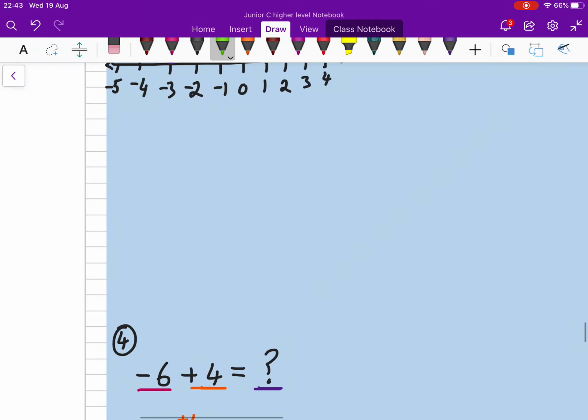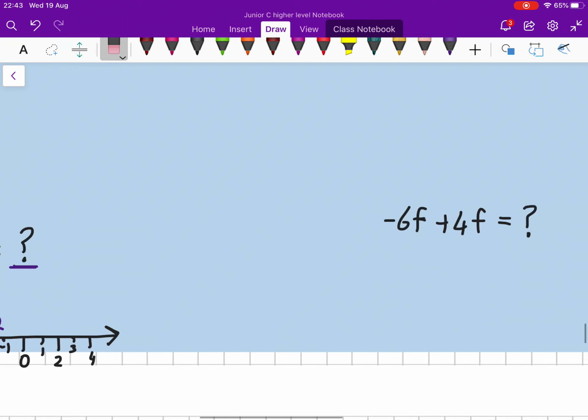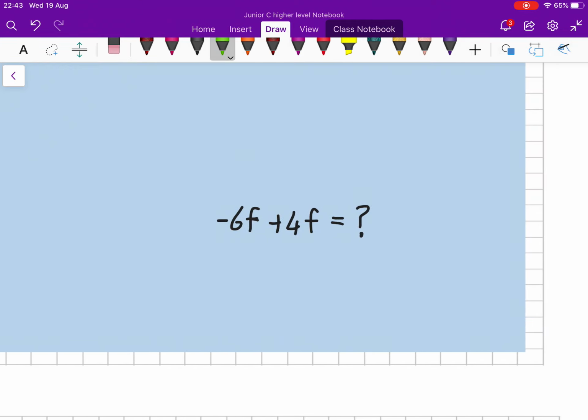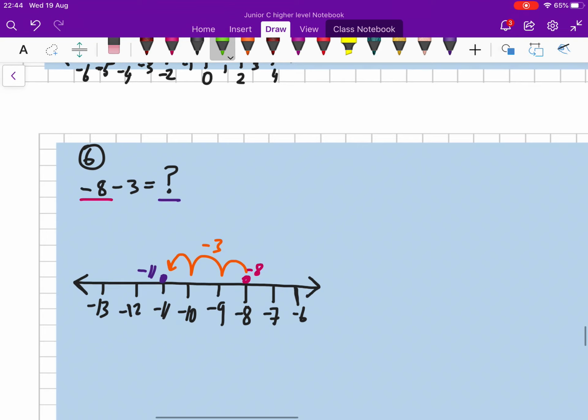On to our next example. We have minus 6 plus 4. So minus 6, we're starting on the left hand side. We're adding 4, so it means we're moving to the right. And counting 4 spaces, we should stop at minus 2. So again, doesn't matter what variable we use. We're starting at minus 6, we're adding 4, we're going to end up at minus 2. So f, our variable is f, not going to make any difference. This is going to be equal to minus 2f, just following the same number line. So again, use your calculator if you're unsure, or a number line.